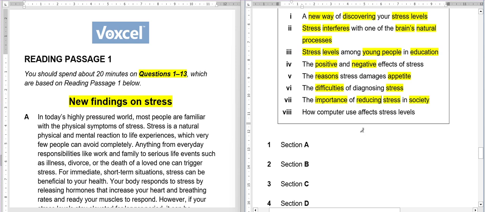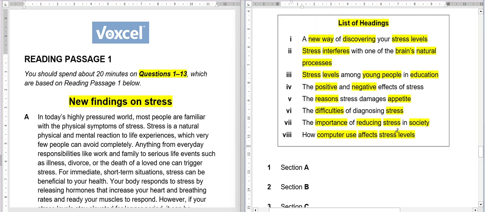Eighth, how computer use affects stress levels. So in whichever paragraph they are talking about computer use and how it affects stress levels, like if you use more computer, you will be more stressed, or if you use more computer, you will be less stressed. If you use less computer, it will be vice versa. So in whichever paragraph they are relating computer use with stress levels, like maybe an increase or decrease with the use of computer, that paragraph will have the eighth option as its answer.